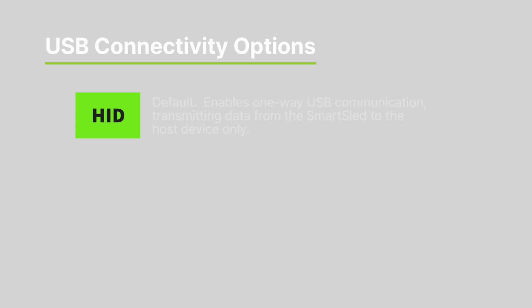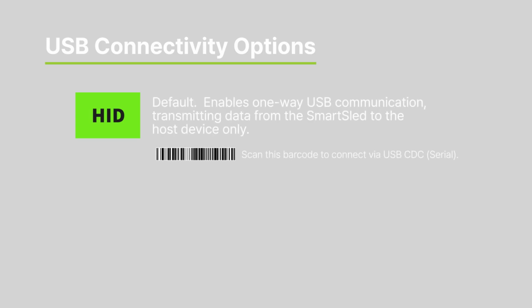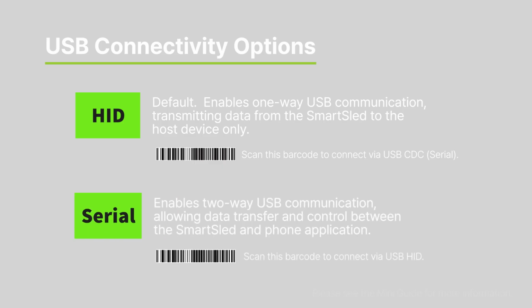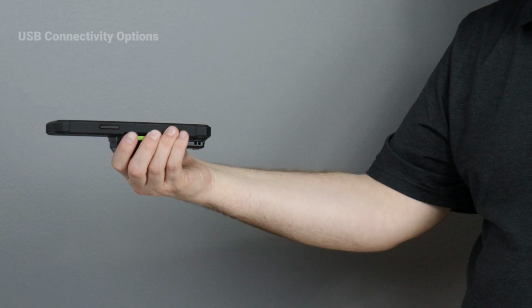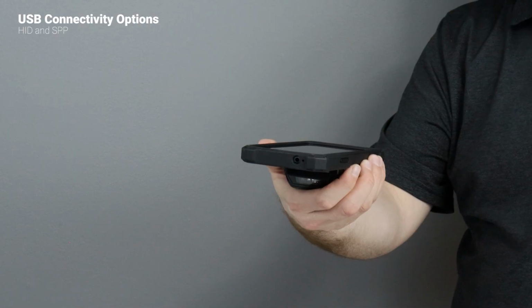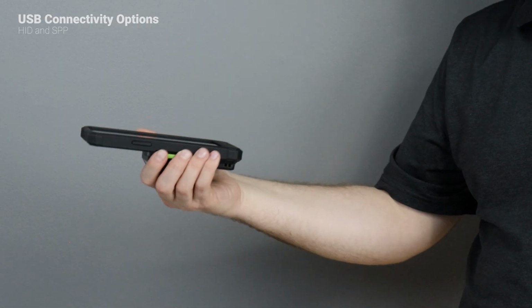USB HID is the default communication mode. To switch to serial mode, scan the barcodes seen here. USB HID mode transmits data one way to the host device. USB serial mode enables two-way data and control between the KDC and an application. To put it simply, HID works like a keyboard, while serial requires KT Sync or a custom app. Once the KDC beeps, you're ready to begin scanning.